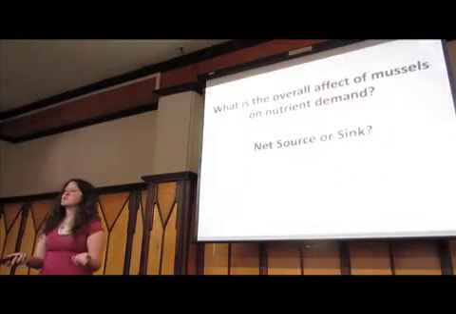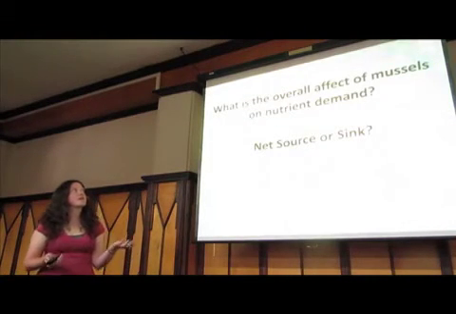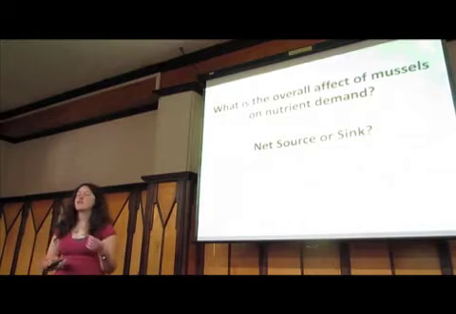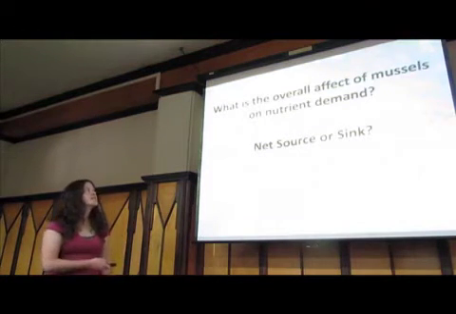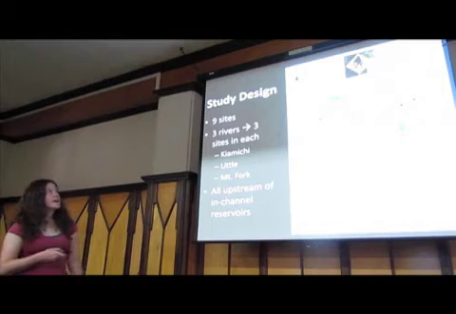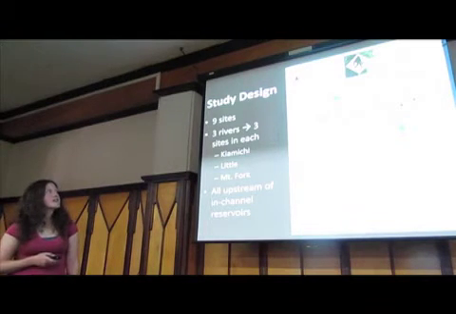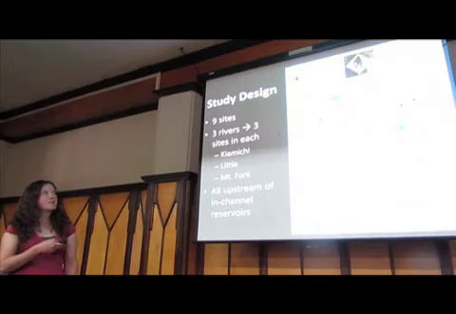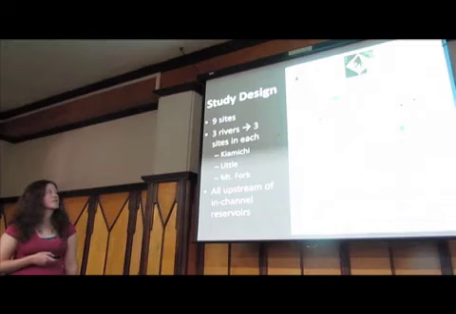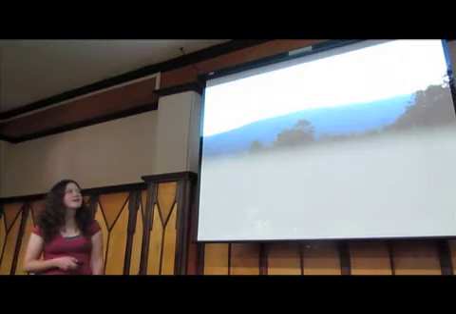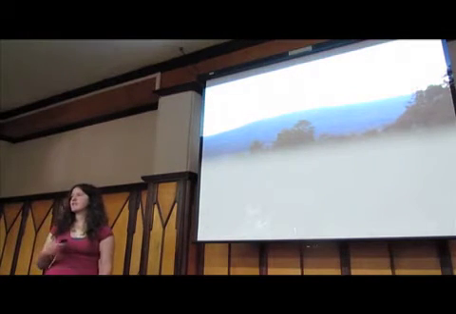So the first question I wanted to address is, what is the overall effect of mussels on nutrient demand? Are they a net source or sink? So for this study, I had 9 sites within 3 rivers in southeastern Oklahoma, in the Kiamichi, the Little, and the Mountain Fork rivers. And this is kind of what the system looks like.